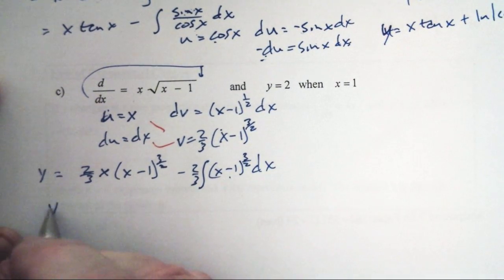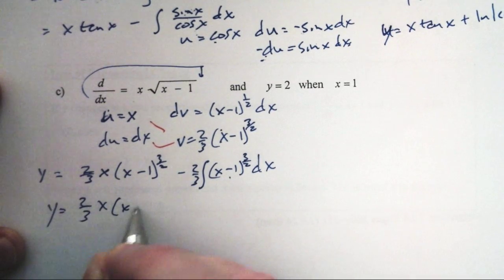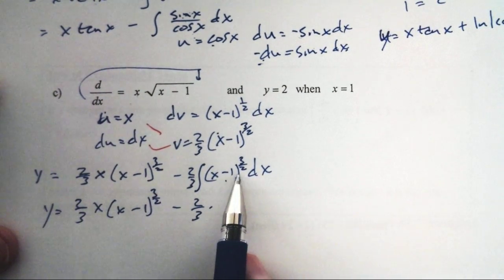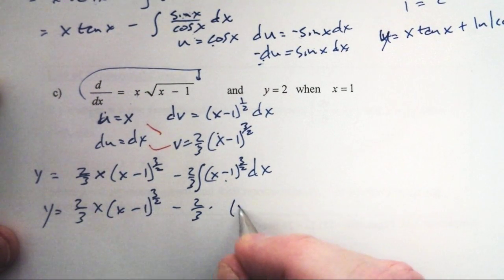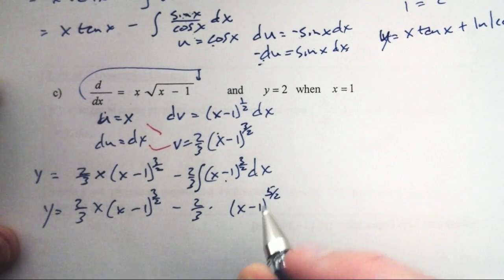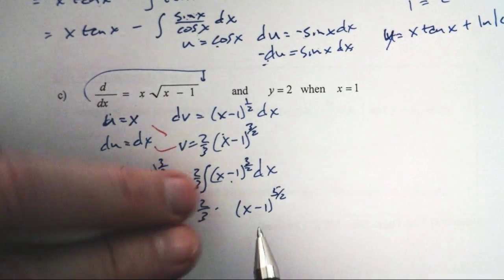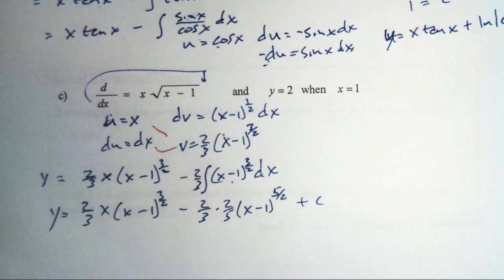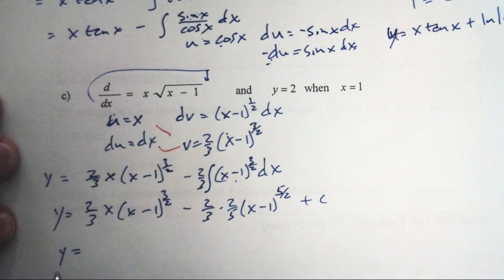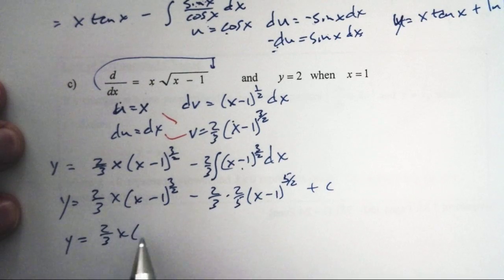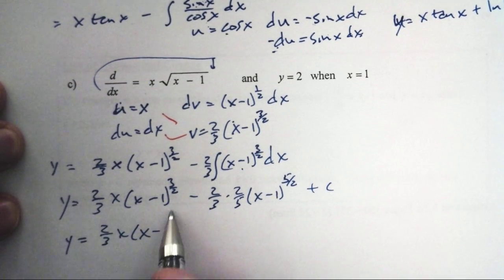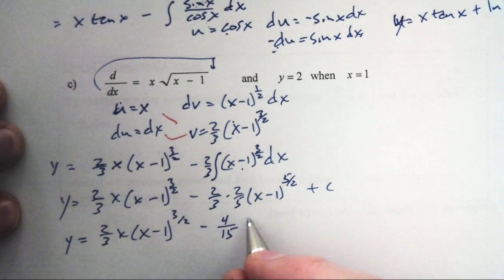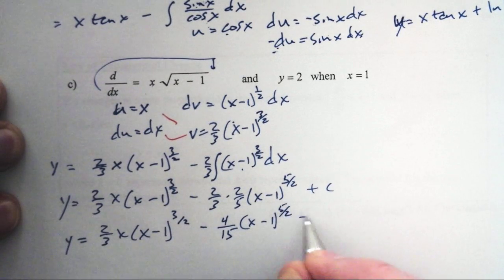So we're in business. y equals 2/3 x times x minus 1 to the 3/2 minus 2/3 times, by the power rule, increase the exponent by 1, x minus 1 to the 5/2 divided by 5/2, flip it, times 2/5, plus c. So y equals 2/3 x, not absolute, quantity x minus 1 to the 3/2 minus 4/15 times x minus 1 to the 5/2 plus c.